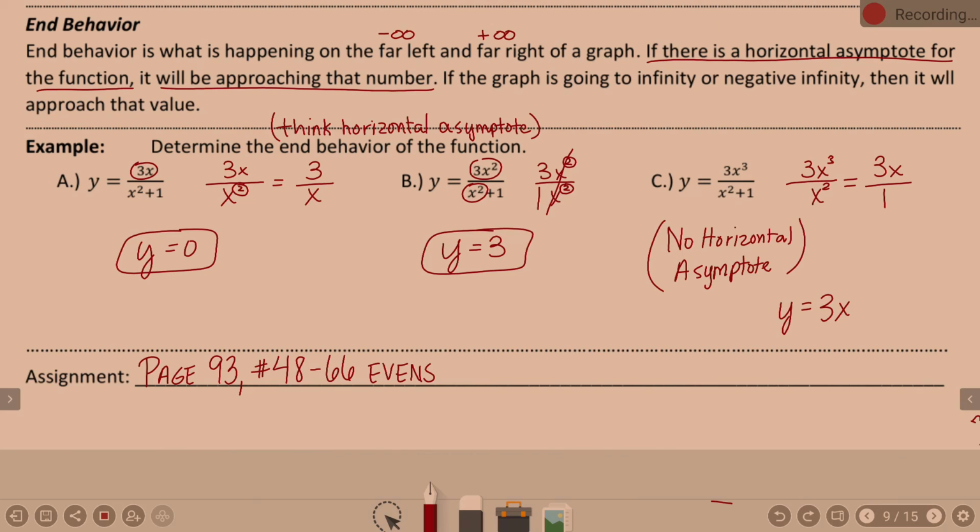Okay? And think with me, what does the line y equals 3x look like? Has a slope of 3, a y-intercept of 0. So y-intercept of 0 goes through the center. Slope of 3? Up 3, right 1. So this slant asymptote is going to look something like that. Okay? So when we talk about end behavior, the idea is that my graph is going to follow the line y equals 3x.